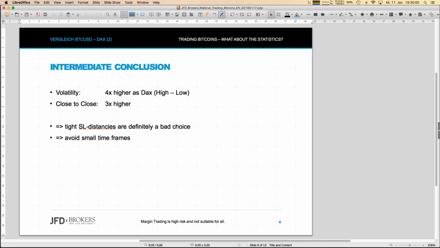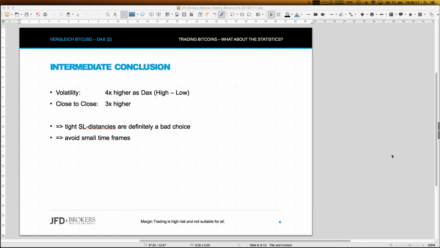The same is true for time frames. If you go for too small time frames, and typically if you go down the road to smaller time frames, then you would apply smaller stop loss distances, and then you are kicked out of those trades.